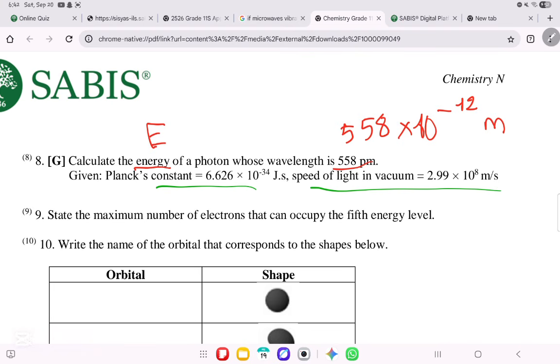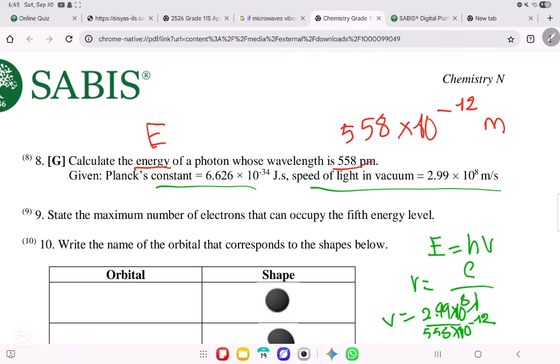So again, energy is equal to Planck's constant times the frequency, and the frequency is equal to the speed of light over the wavelength. So frequency is equal to the speed of light, 2.99 times 10 to the power of 8, over the wavelength, which is 558 times 10 to the power of -12. You're supposed to get an answer which is 5.36 times 10 to the power of 17.